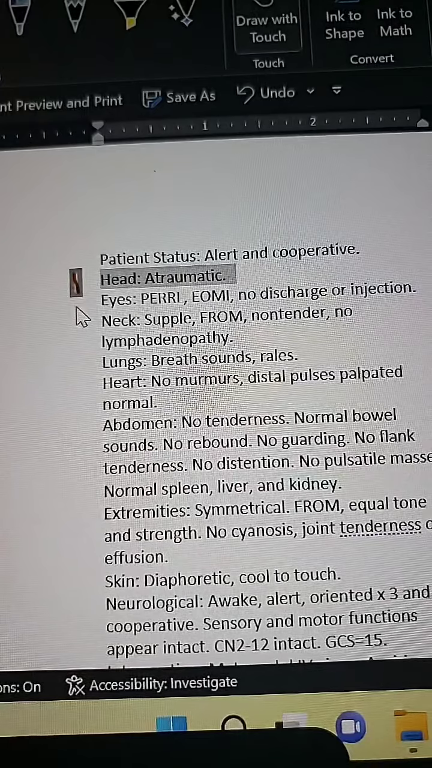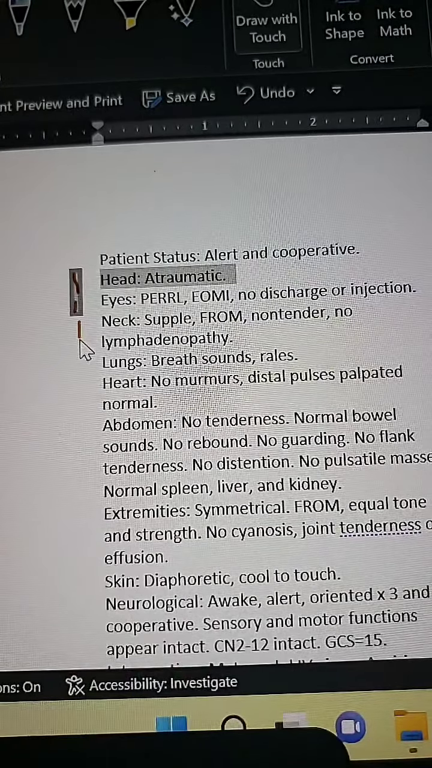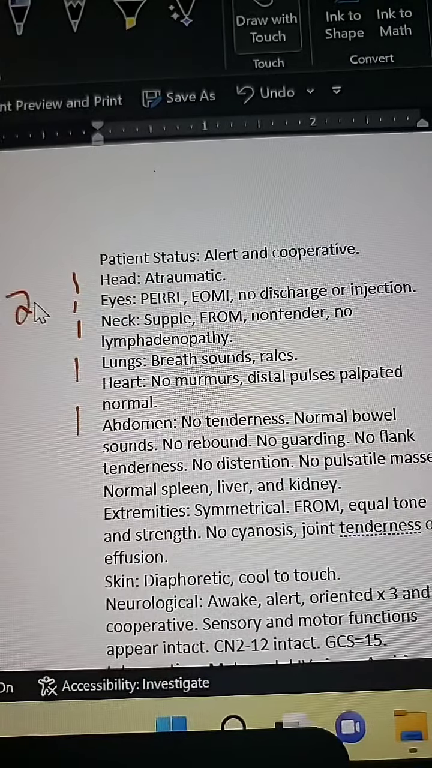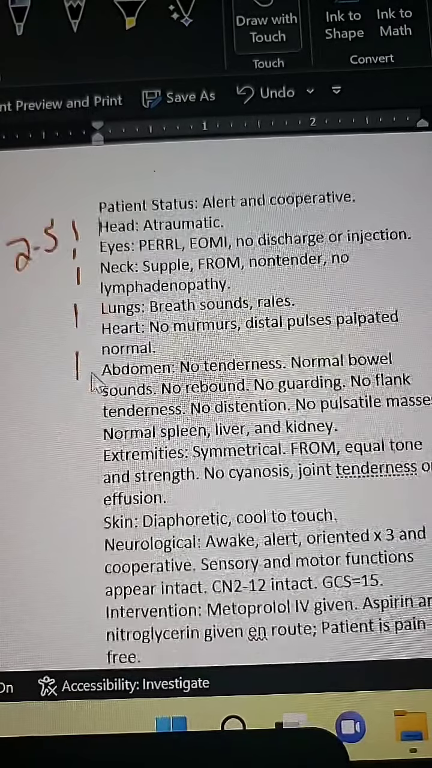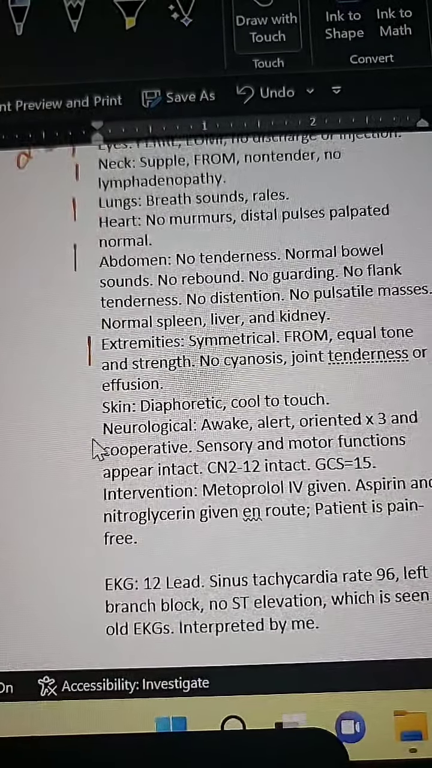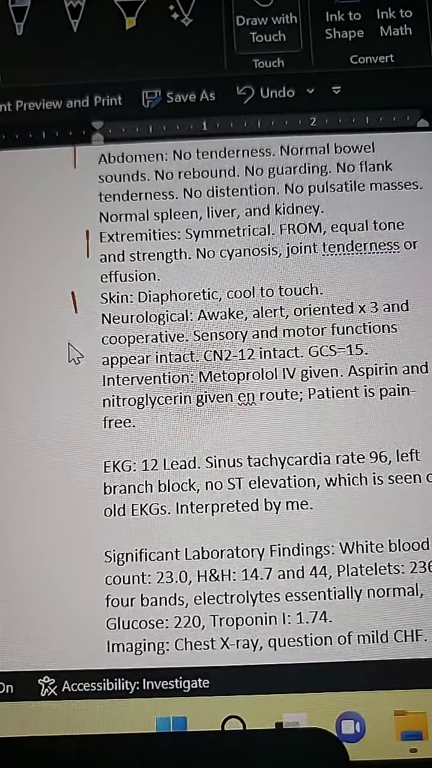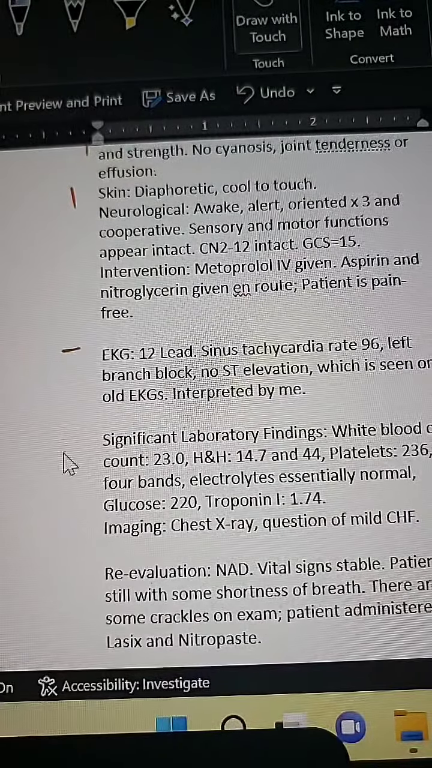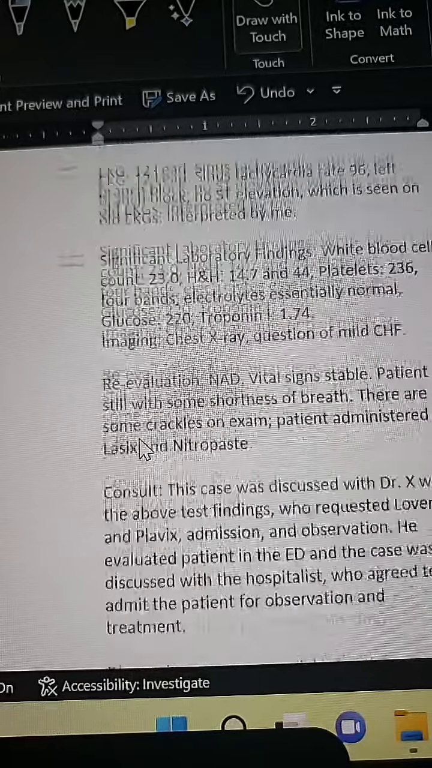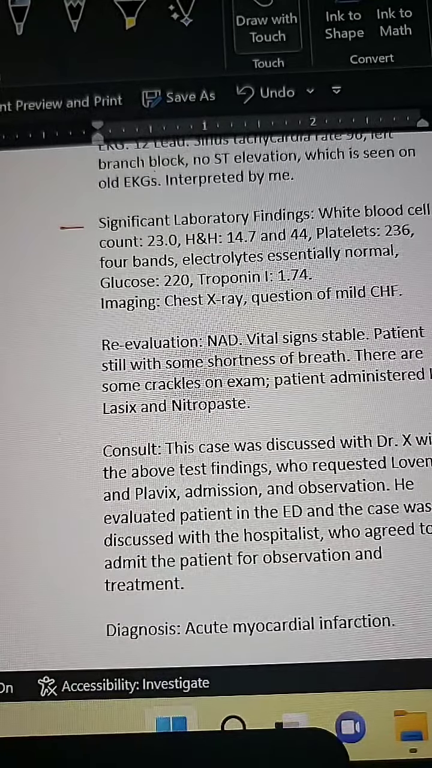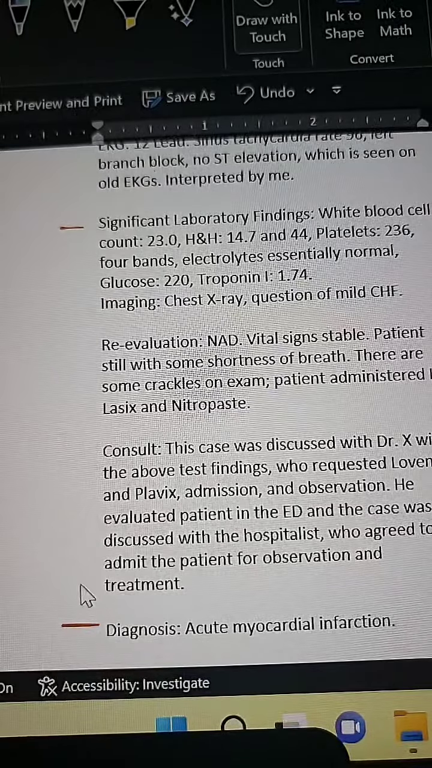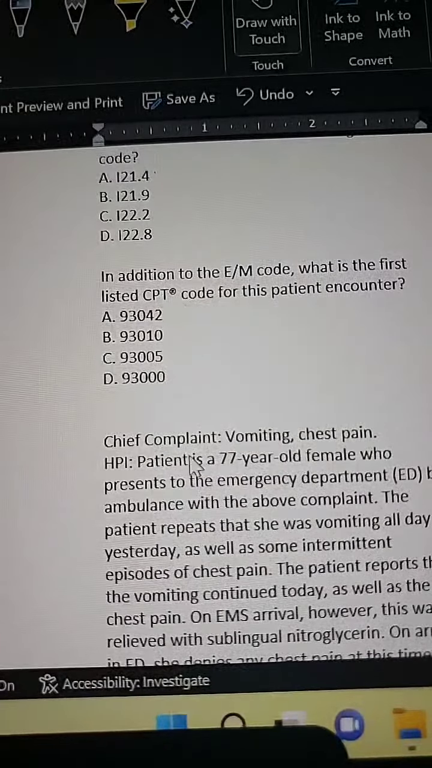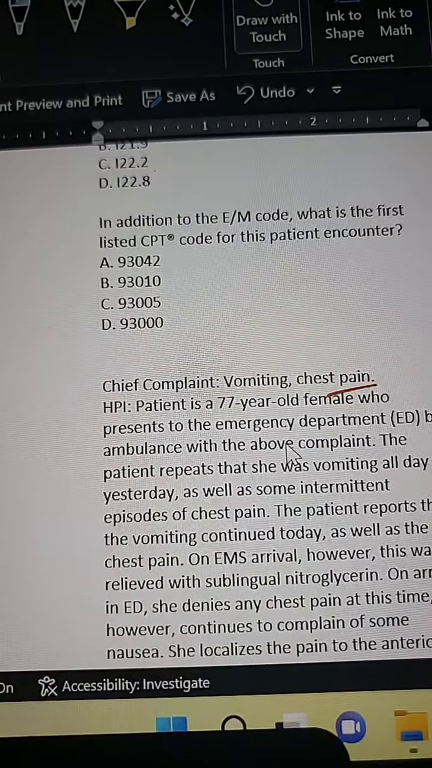Yeah, there's one body system: eyes, neck, lungs, heart. So they're over the 2 to 5 area already. Abdomen was done, extremities, just in case they don't tell us how many. Ooh, they did an EKG. They did some lab work. And look at their diagnosis today. They're having a heart attack today. So what was their chief complaint today? They're coming in for vomiting and chest pain.